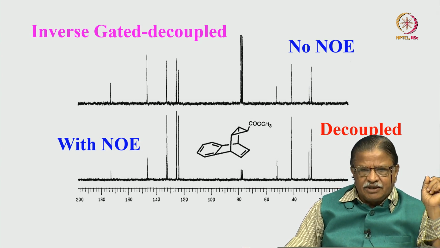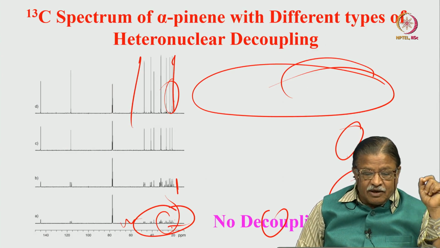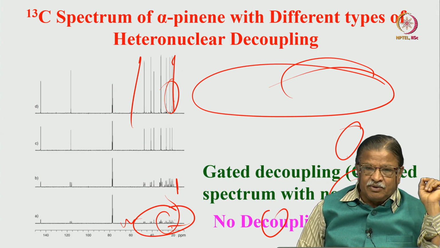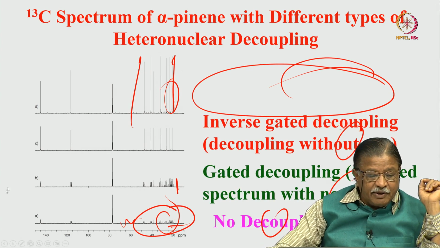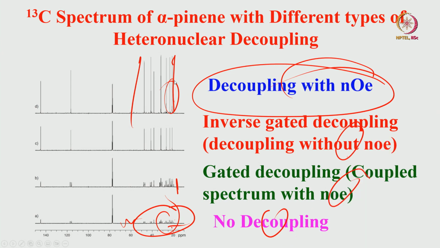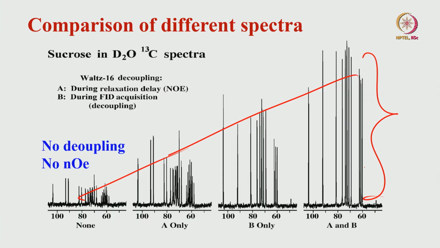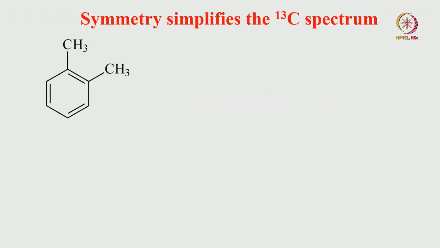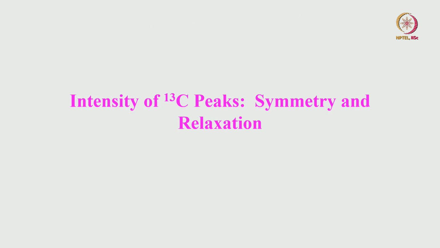If that is the situation, when each peak corresponds to one individual carbon, why should there be a difference in the intensity? The carbons should be of identical intensity, right? There should not be any change in the intensity. But actually, in reality, the intensities in the carbon 13 spectrum are not all the same. They are different. Why? It is because of symmetry and relaxation.